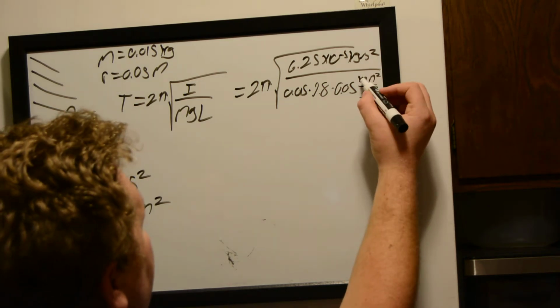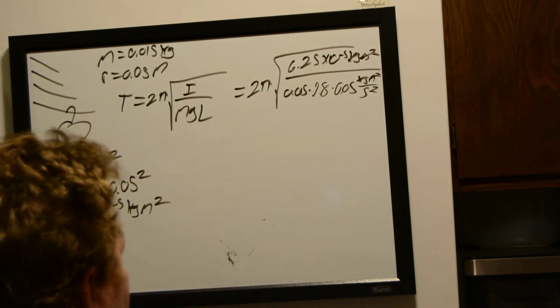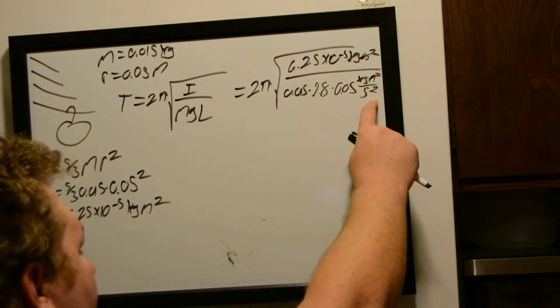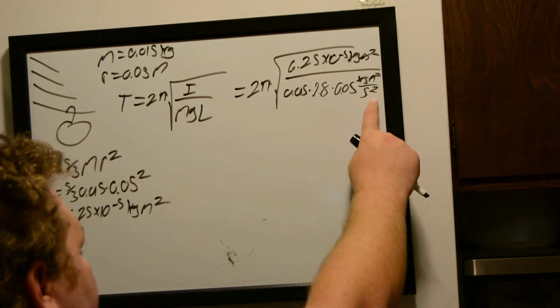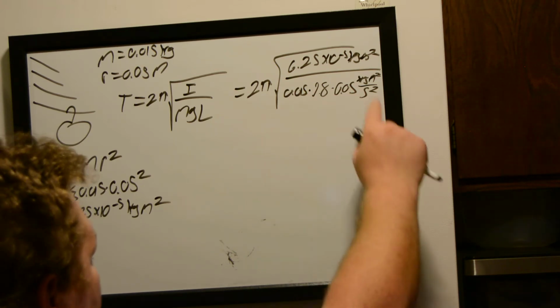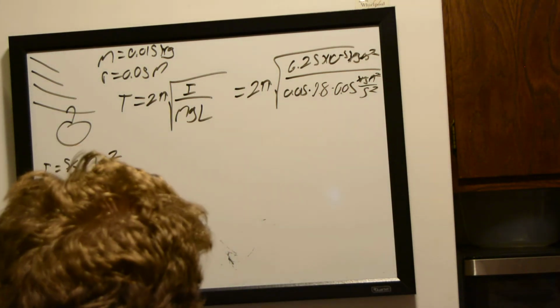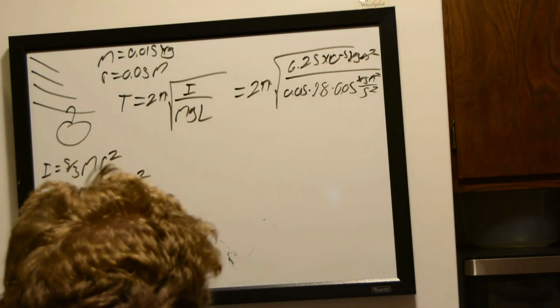So that'll cancel out our kilograms and our meters squared. So now we have this in seconds squared, which once we apply the square root here, that'll be in seconds, which is the units we need for our period. So again, we know that we're on the right track.